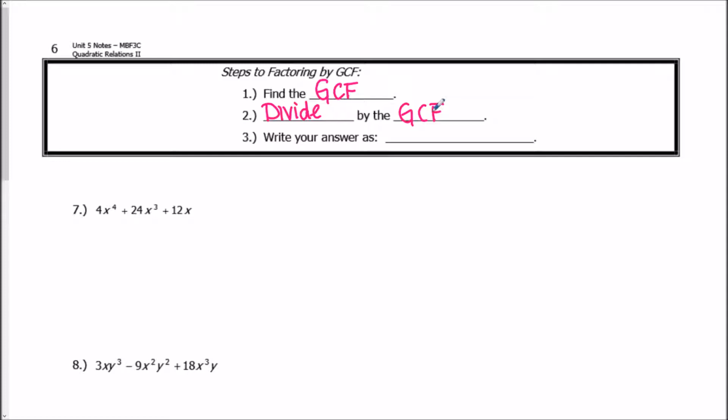So if you take a look right here, in question number 7, I'm going to find my GCF first. So for the GCF, I'm going to look at the coefficients first. So 4, 24, and 12. The largest number I can divide 4, 24, and 12 by is 4. Okay, and then I'm going to look for the lowest exponent. So I've got x to the power of 4, x to the power of 3, and x to the power of 1. So my GCF is going to be 4x to the power of 1, or just 4x.